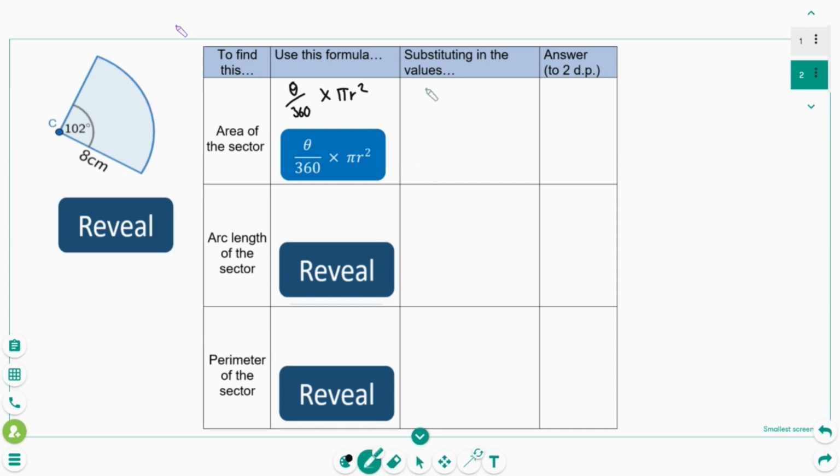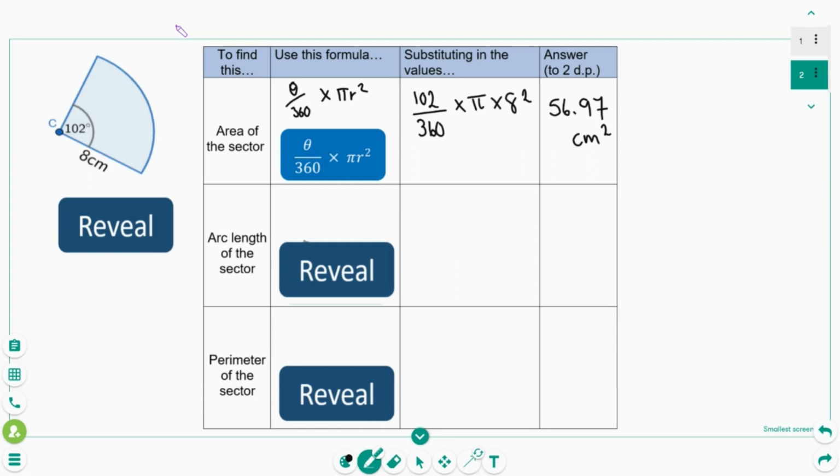So, do you want to now substitute in the values, and you can write those in the next column? Yeah, so it'd be 102, yes, over 360, yes, times pi, yes, times 8 squared. Great, and if you pop those into your calculator and then pop your answer in the final column to 2 decimal places. Okay, so it will be 56.97 centimetres squared. And why is that a squared unit? Because it's the area of it. Great. Well done, Rachel.